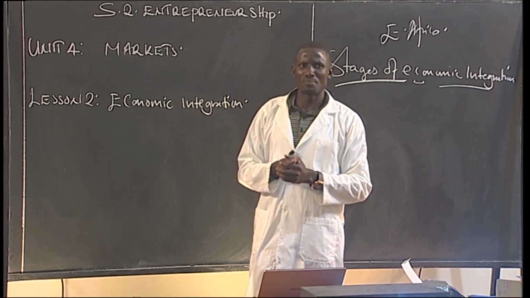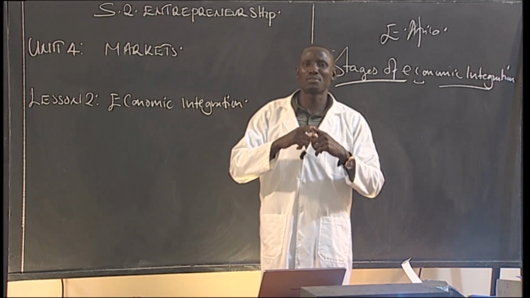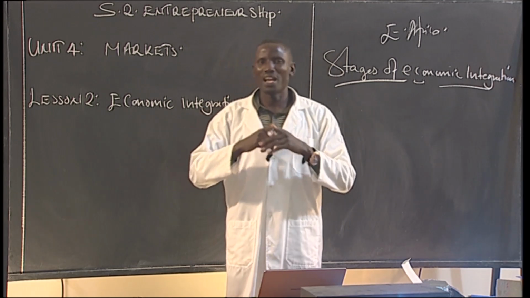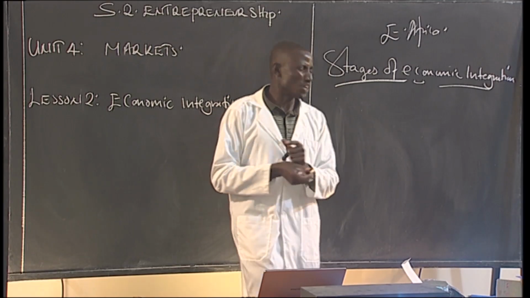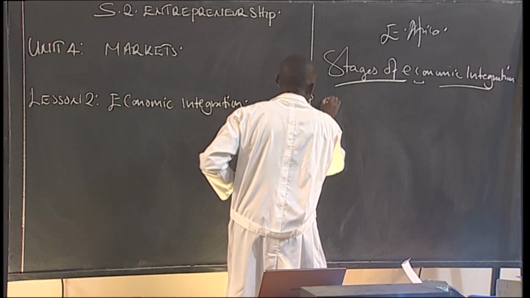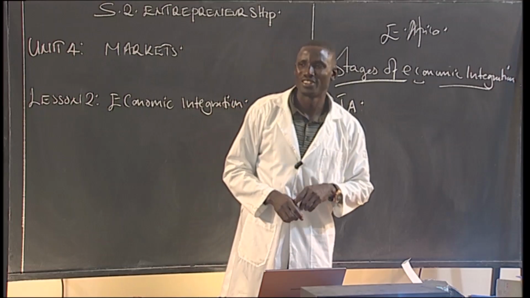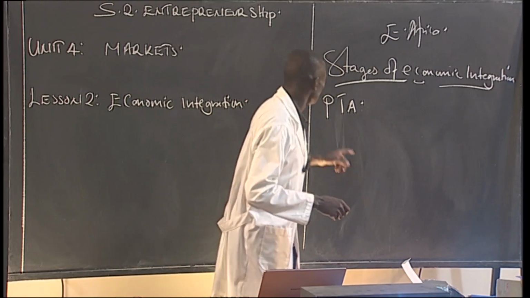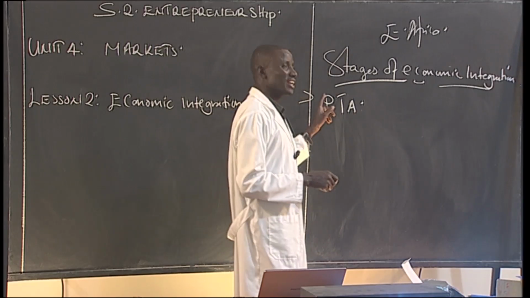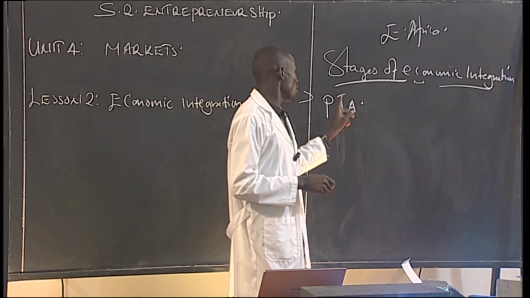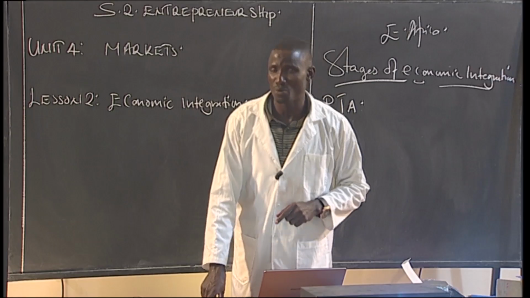One, we say that preferential trade area. The first one is the preferential trade area as a first stage. What do we mean? In short, we write it as PTA. Not PTA of school, no. It is PTA. In full, preferential trade area. That is stage number one.